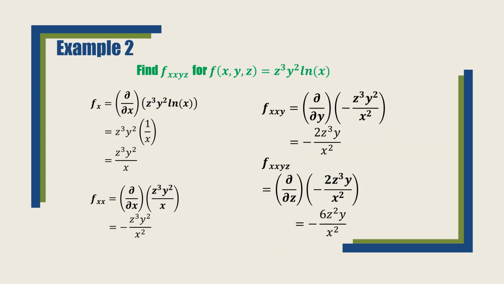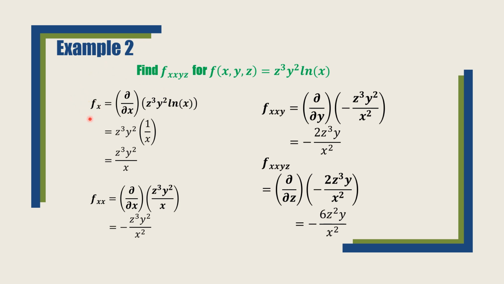So let us proceed to example 2. Now we have three variables with double x. Find f sub x sub x sub y sub z, for f of x, y, and z equal to z cubed y squared ln x. So remember that the derivative of ln x is 1 over x. So let us proceed now.